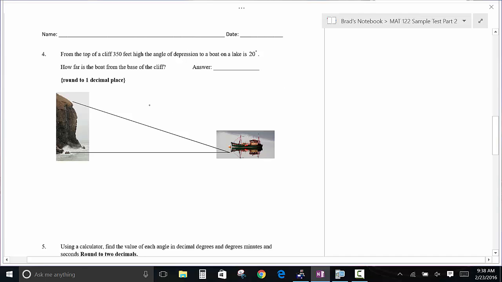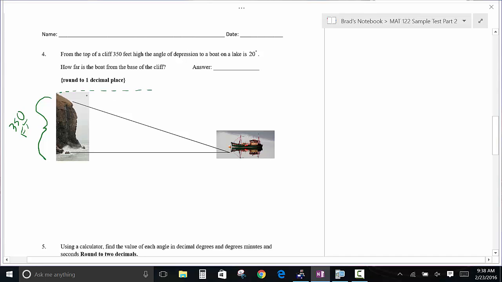So this problem basically is saying you're on top of a cliff, and that cliff is 350 feet high. Then it says the angle of depression to a boat is 20 degrees. This is a place a lot of times where students mess up: if you're looking at angle of depression, you're looking down at something.